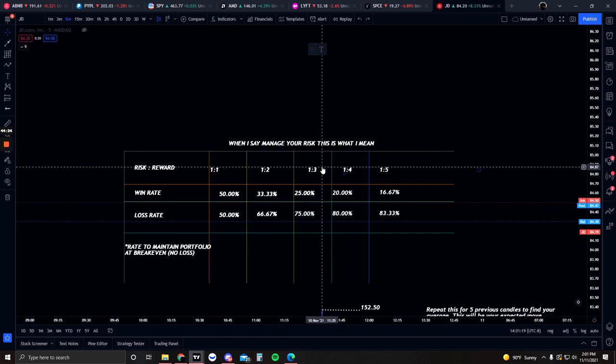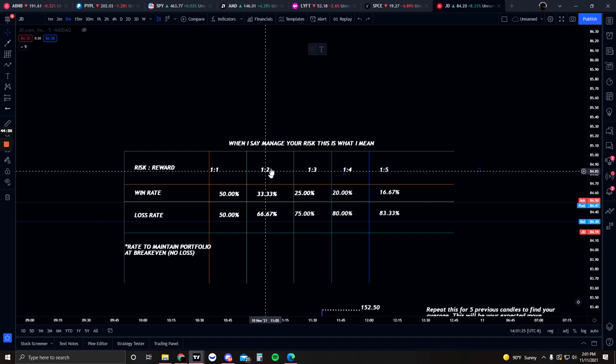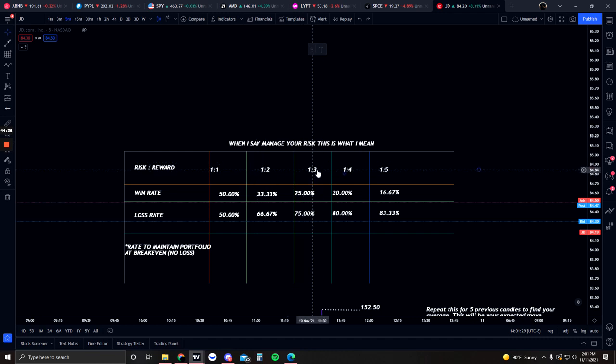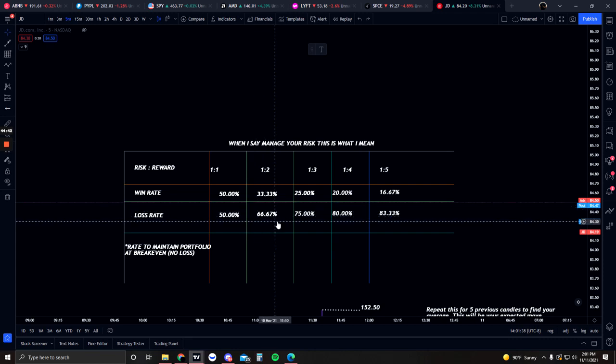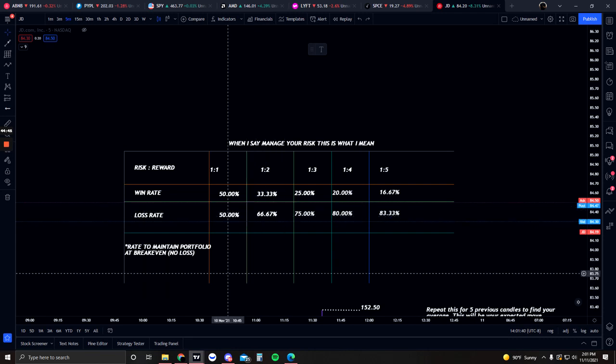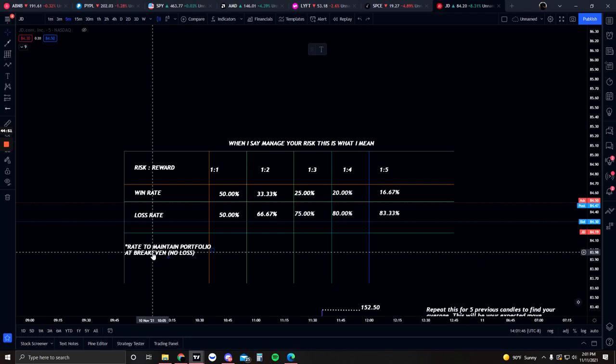And then look, if you go to a 1-to-3, you only need to win 25%. But usually 1-to-3 is a little bit harder to attain. We start with 1-to-2 until you build your account. Then you start playing 1-to-3 risk to reward. Look at the loss rate. Imagine going into the market knowing that you're going to lose more trades than you're going to win. Are you going to be as emotional? No. Because you know that all you need is 1 trade and it'll pay off 2 trades. 1 win will pay off 2.